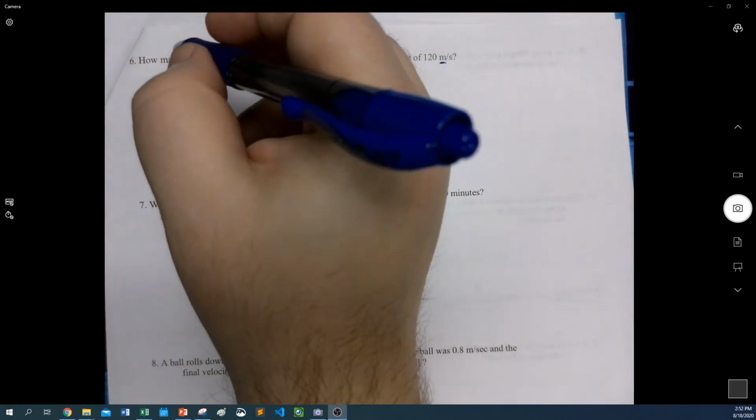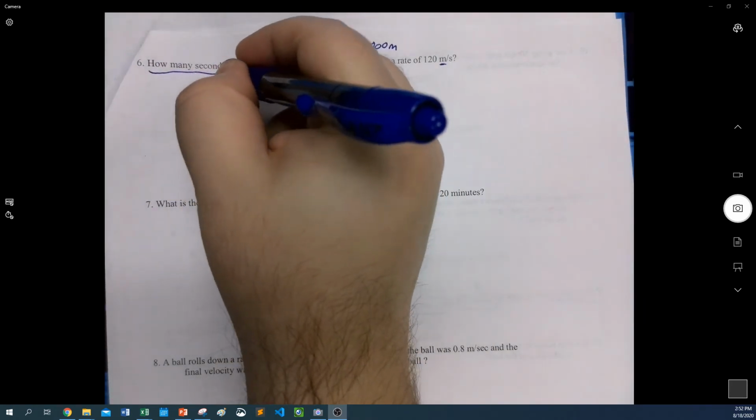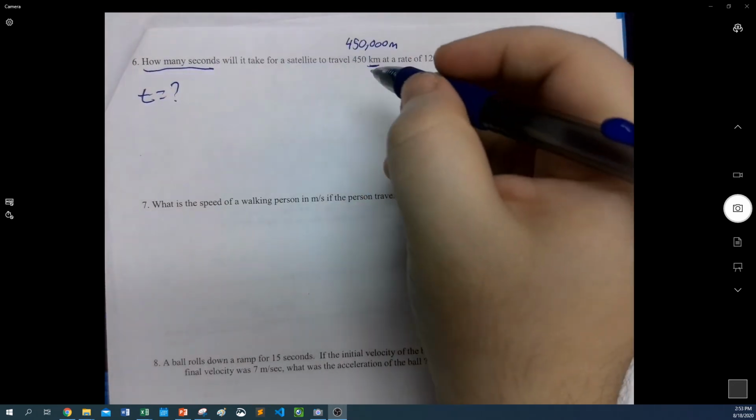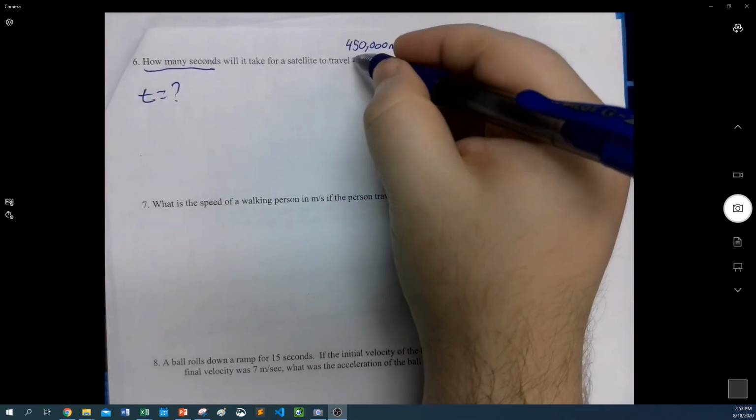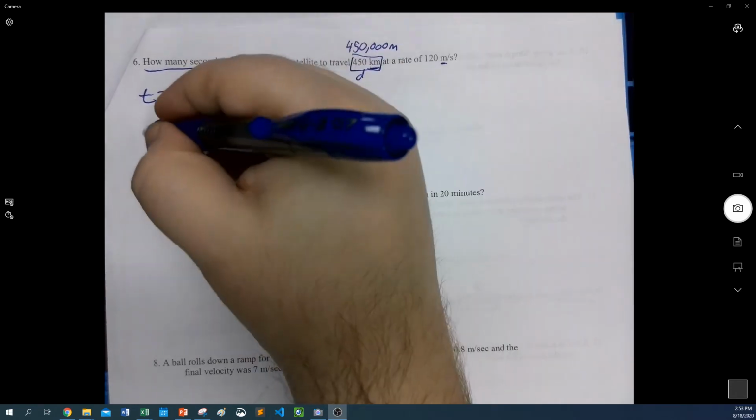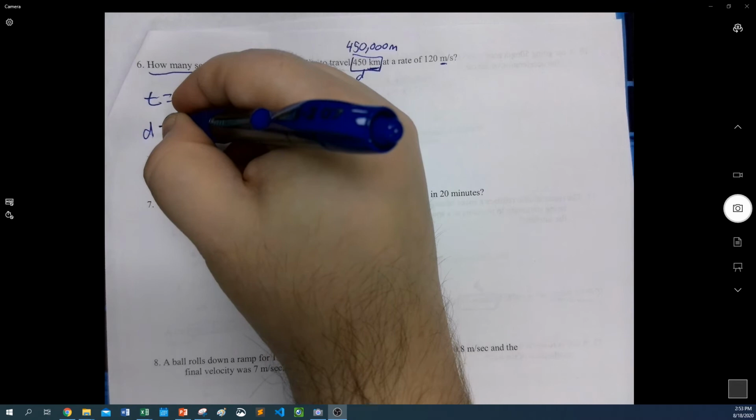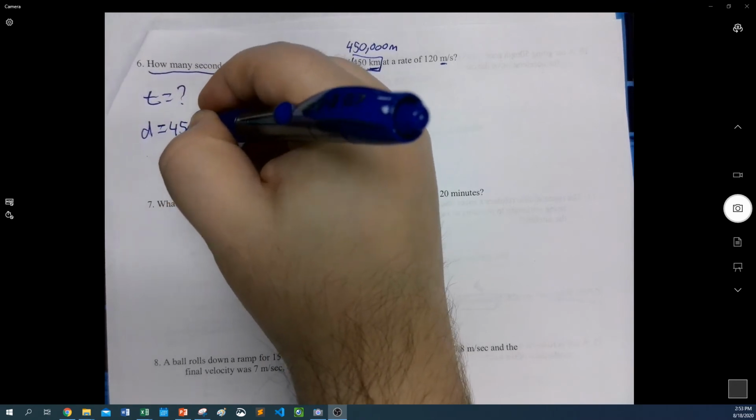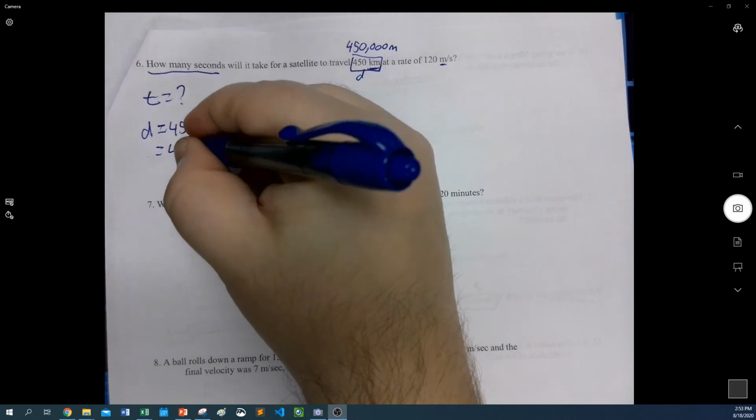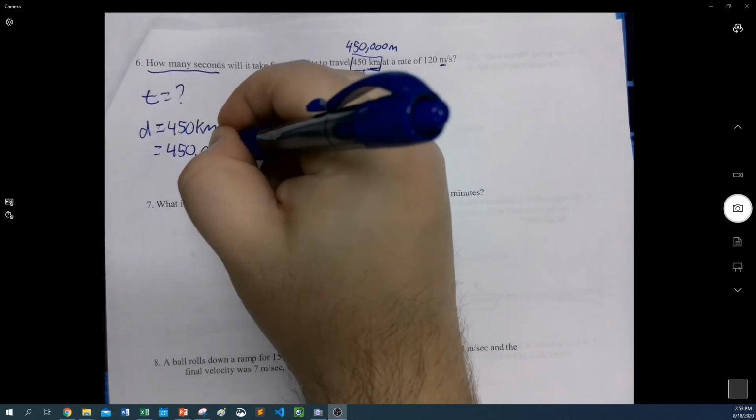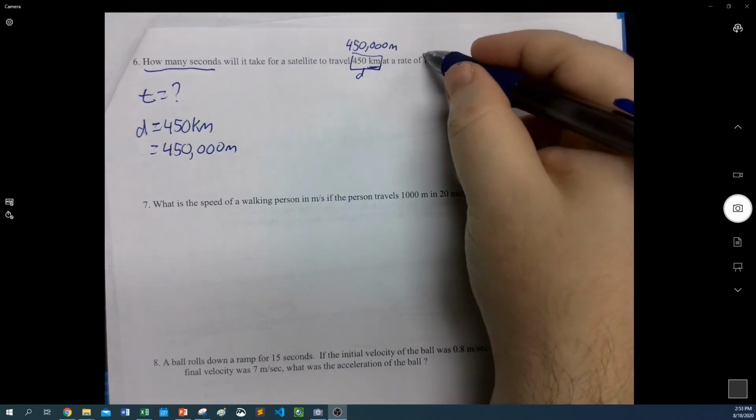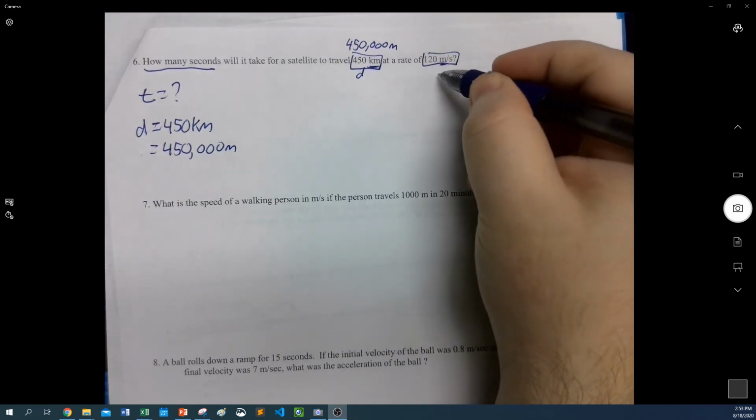So it's asking how many seconds. So we're looking for a time. Will it take a satellite to travel a distance of 450 kilometers, which is the same thing as 450,000 meters, at a rate of 120 meters per second. That's your speed.